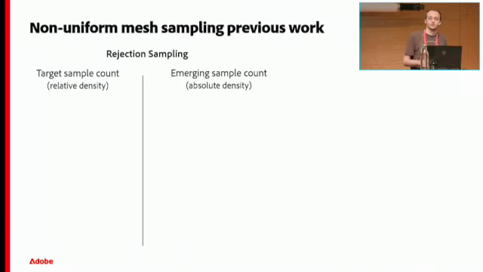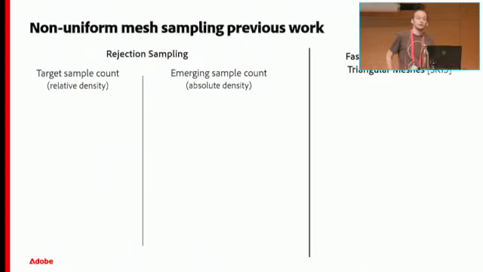There is surprisingly not much previous work on non-uniform mesh sampling. The traditional approach is to use rejection sampling, and it has two flavors. The first one assumes that we are given a target sample count, which means the density is only relative. We want this region to have twice as many samples as that region. The other flavor is that we want the sample count to emerge from the density, which means the density is actually absolute, for example in samples per square meter.